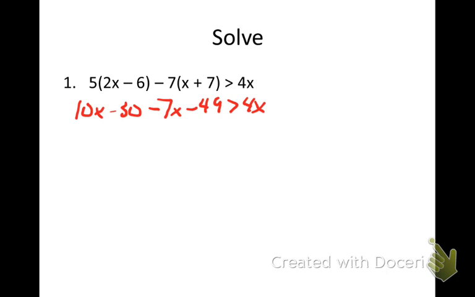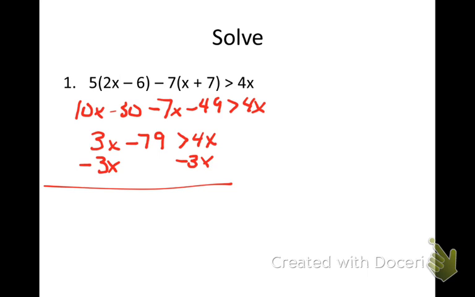I like to simplify. You don't necessarily have to, but I think it's easier if you do. So combining my x's, 10x minus 7x is 3x. Negative 30 minus 49 would be negative 79, greater than 4x. I need to get my variables on the same side, so I'm going to subtract 3x from each side, and I get negative 79 is greater than x. Which is probably fine to leave this since it doesn't tell me to graph it.